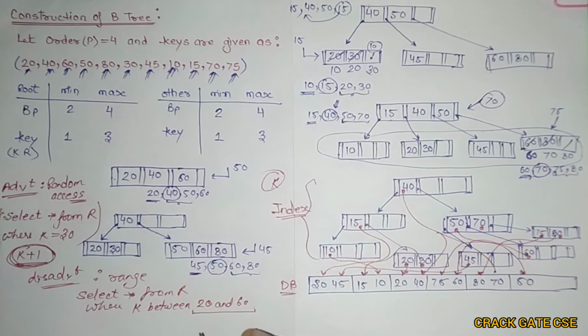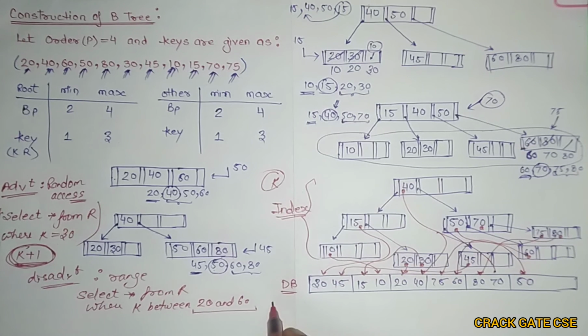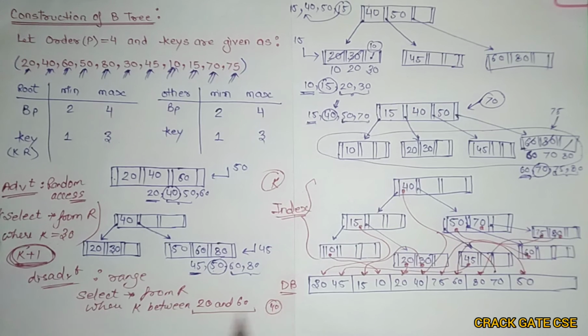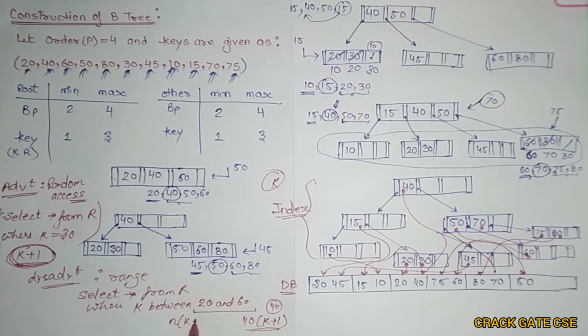Now what will be the time complexity? In 20 and 60, how many elements can be there, right? Let's say we can have 40, right? Then for each of the 40 elements which are between 20 and 60, we have to perform the random access. That means it will take 40 times k plus 1. Or we can say if there are n elements, it will be n times k plus 1.